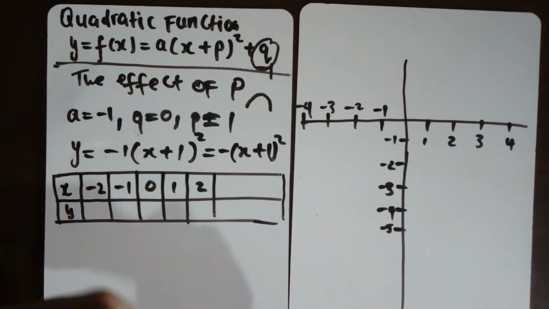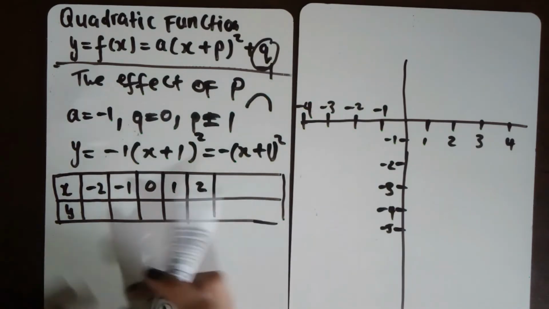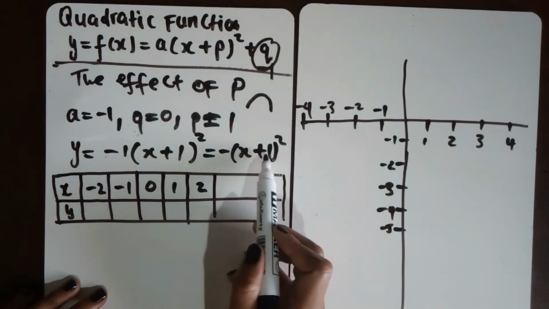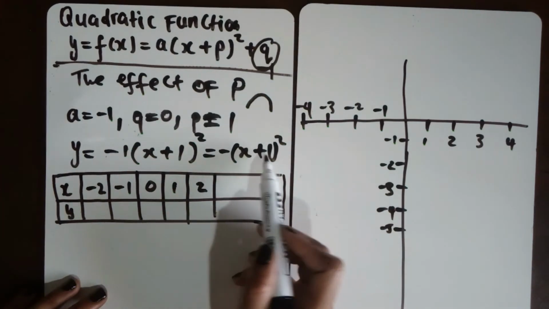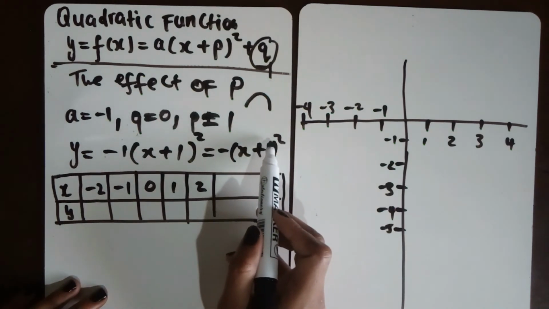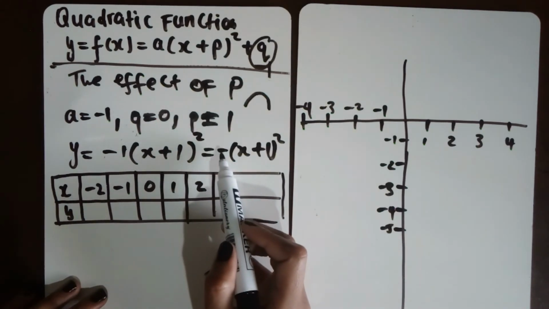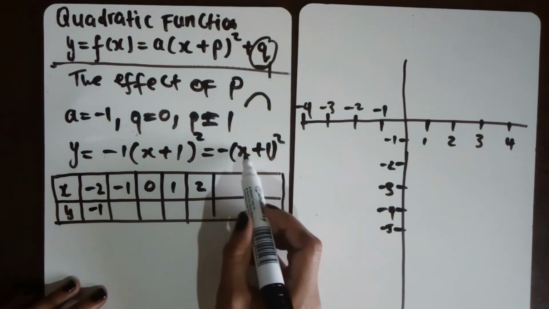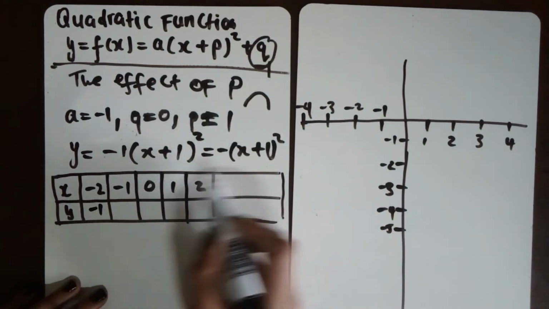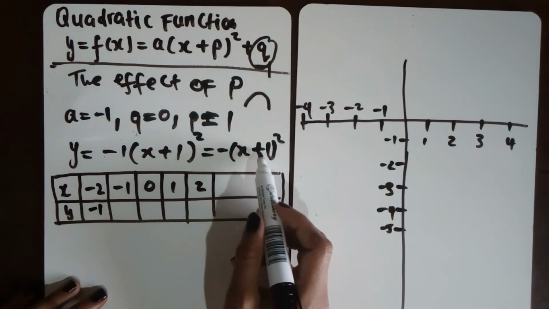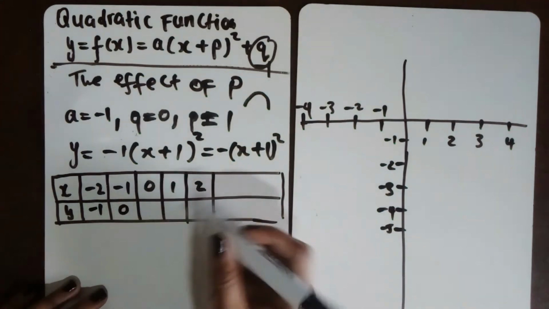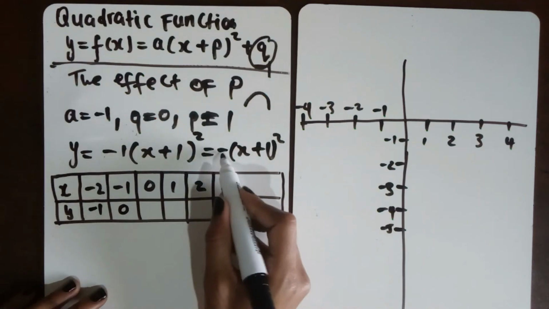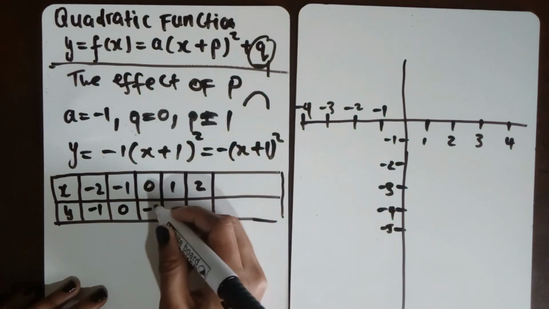So let us continue. Let's say we have x equal to negative 2. If x is negative 2, negative 2 plus 1 gives us negative 1. Negative 1 squared is just 1, and then multiplied by the negative, our value is going to be negative 1. Then if x is negative 1, negative 1 plus 1 is 0. 0 squared is just 0. And then if x is 0, 0 plus 1 is 1. 1 squared is 1, but because we have a negative, you multiply that by negative 1.